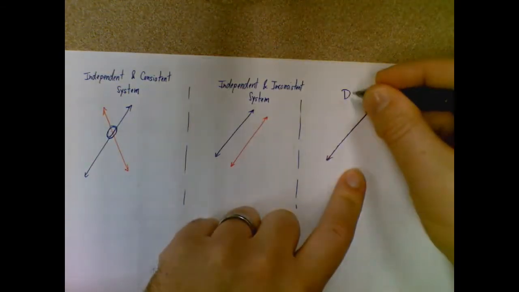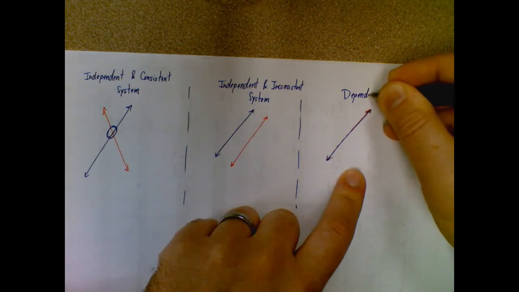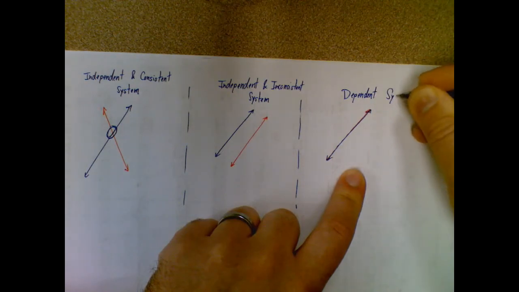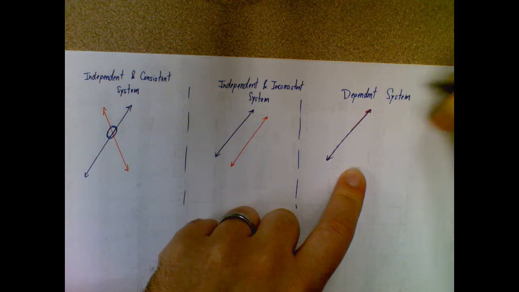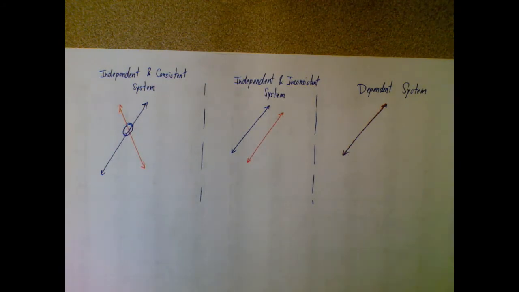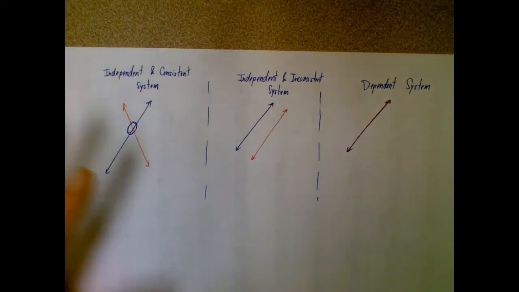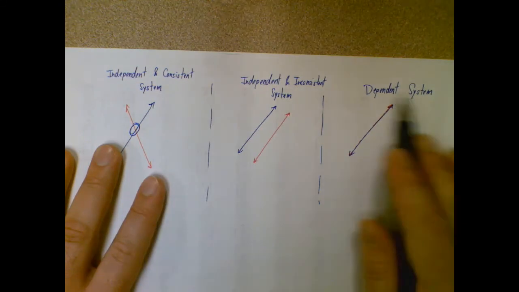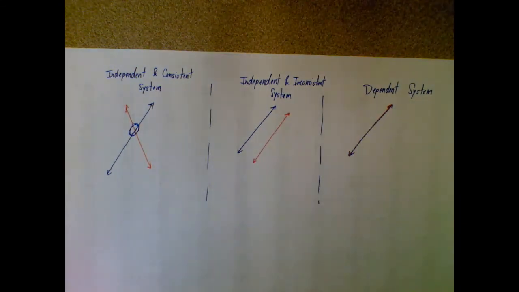And this one is known as a dependent system because they're actually the exact same line. The equations may look different, but they end up graphing right on top of each other, so they're actually the same line even though they're 2 different equations. Just make sure you at least have those jotted down, so if you see that terminology, you know what they're talking about.